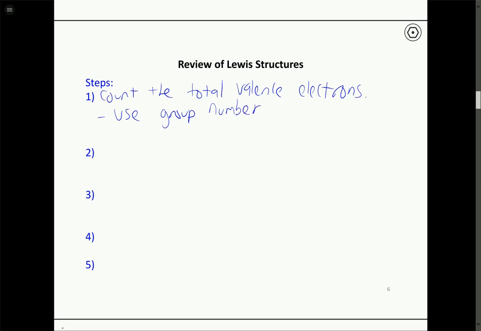So if it's a main group element, it's going to be the s and p electrons. And then we're going to add or subtract additional valence electrons if what we're determining has a net charge. If we're dealing with a polyatomic ion instead of a neutral molecule, we have to make sure that we account for any net charges, either positive or negative.